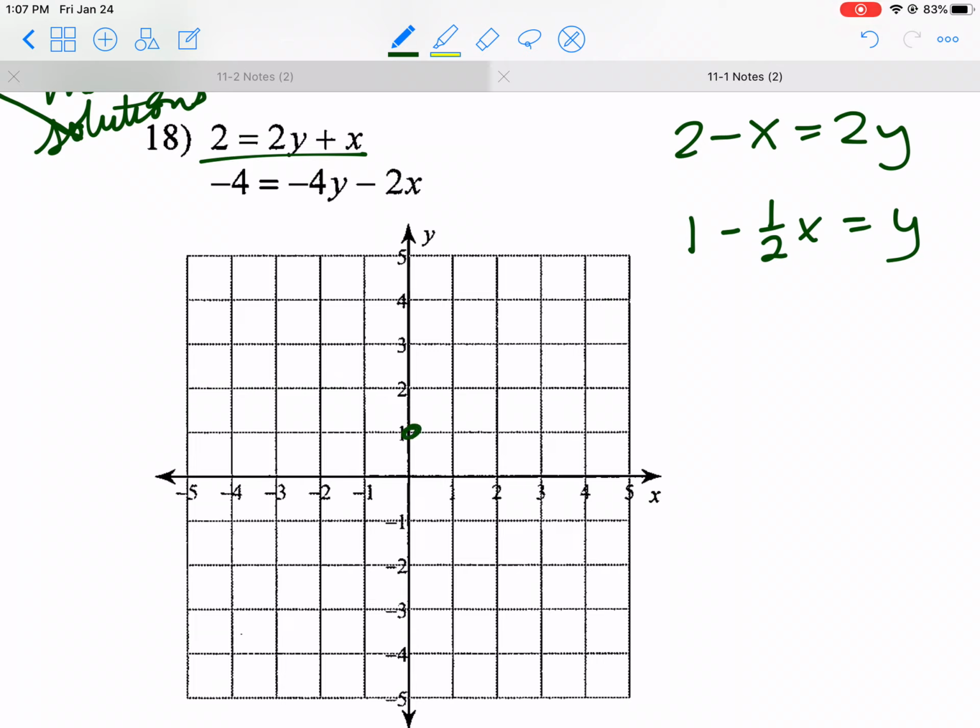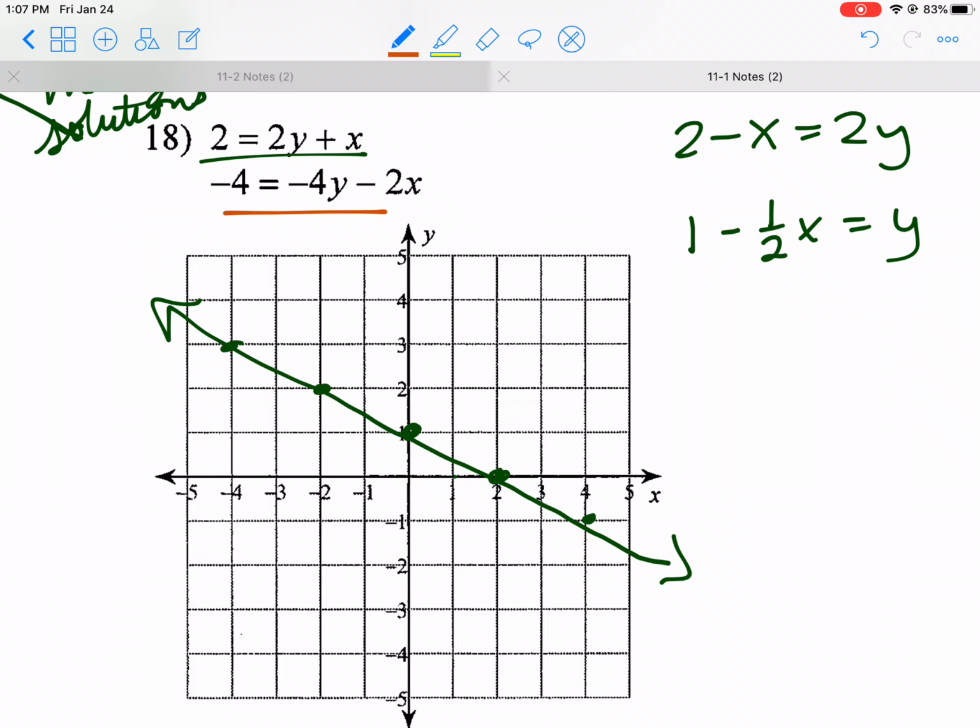Now my y-intercept is 1. My slope is -1/2. So I'm going to go down 1 and then right 2. Down 1, right 2. And let's go the opposite direction. Up 1, left 2. Up 1, left 2. There's one of our lines. Let's solve the other equation for y and see what we get here.